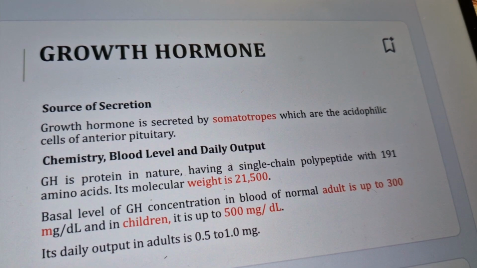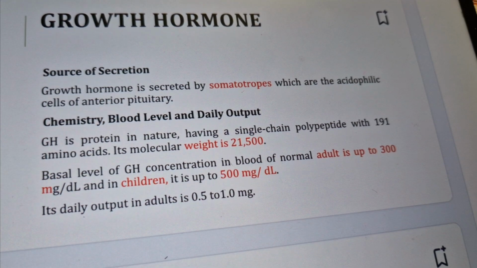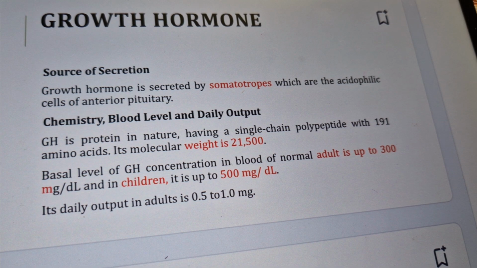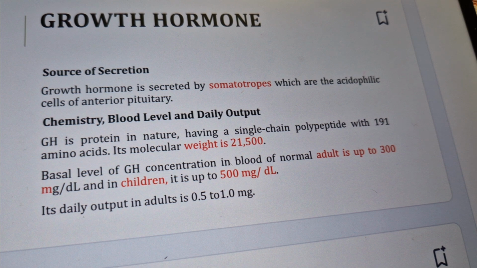Physiological aspects of growth hormone. Growth hormone is secreted by the somatotrophs, which are acidophilic cells of the anterior pituitary. Growth hormone is a secretion of the anterior pituitary. It is a peptide hormone, a polypeptide hormone with 191 amino acids. Its molecular weight is 21,500.